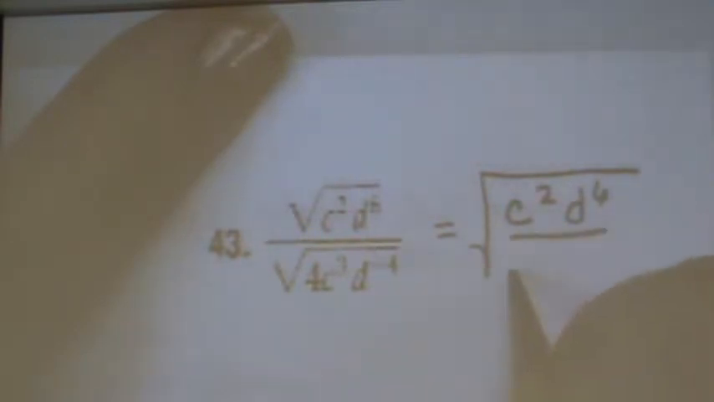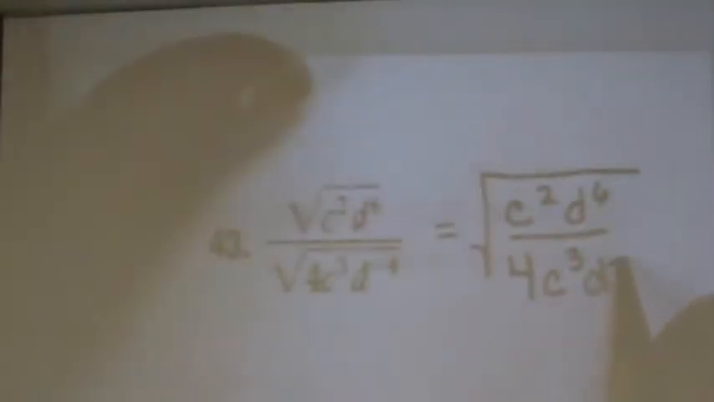Next one. Since these are, and I'm going to rewrite this because it's very difficult to read. Since both of these indexes are the same, you've got c squared d to the 6th over 4c cubed d to the negative 4th.